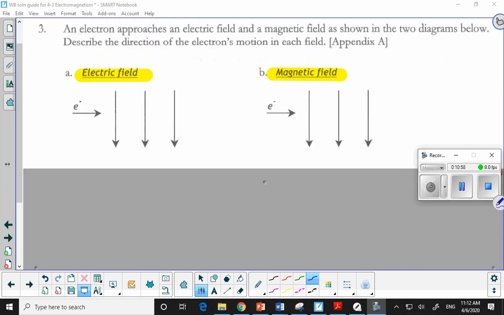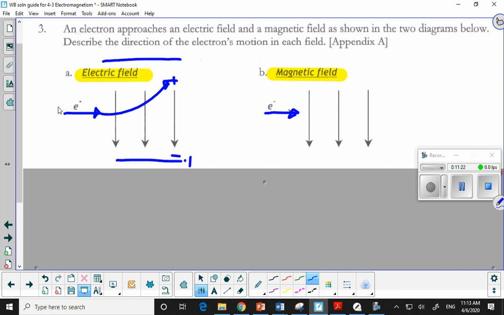Question 3 just wants to compare what happens with a charge entering an electric field versus a charge entering a magnetic field. So remember that in terms of electric fields, they go from positive to negative. So this charge is going to go into a parabolic curve towards the positive plate. It would be caused by charged plates, negative plate down here, positive plate up here. But a magnetic field will always go in a circular.